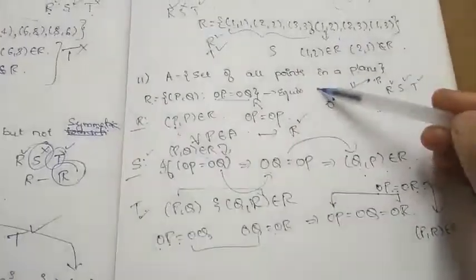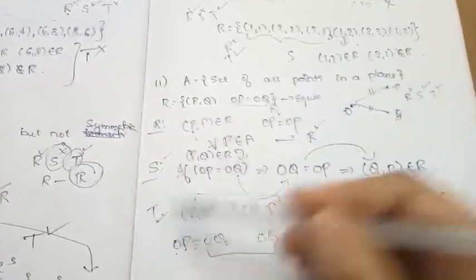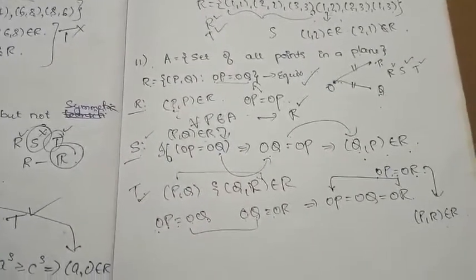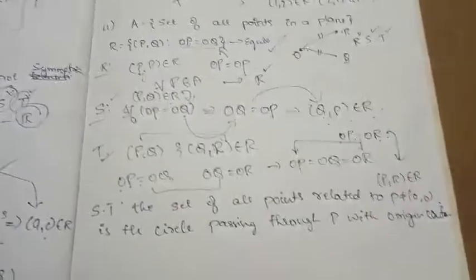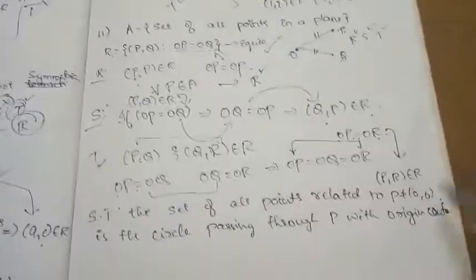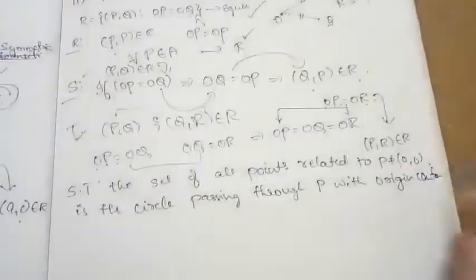So our agenda was to say it is an equivalence. So it is reflexive, symmetric and transitive. So the given relation is an equivalence relation. And further in this question they asked us to show that the set of all points related to the point P is a circle passing through the point P with the origin as the center.